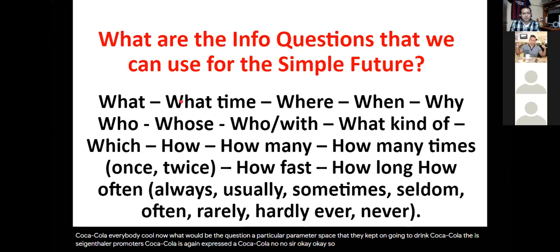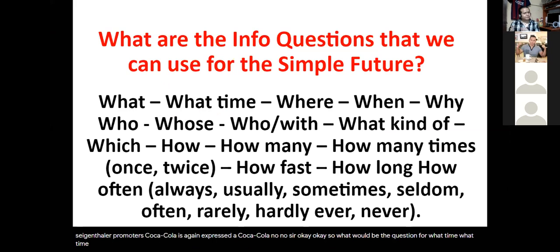Ok, so what would be the question for what time? What time to drink Coca-Cola? What time? Are you going to drink Coca-Cola? Yes, what time are you going to drink Coca-Cola? Everybody. What time are you going to drink Coca-Cola? What is the answer?